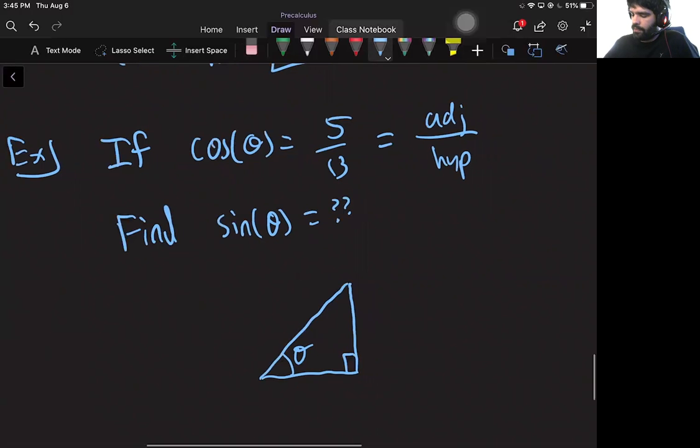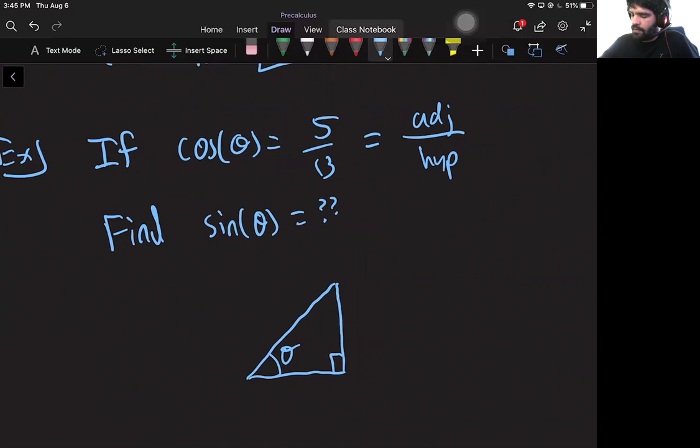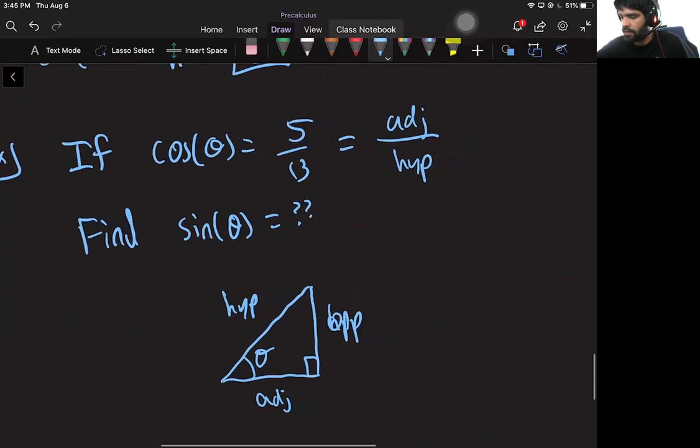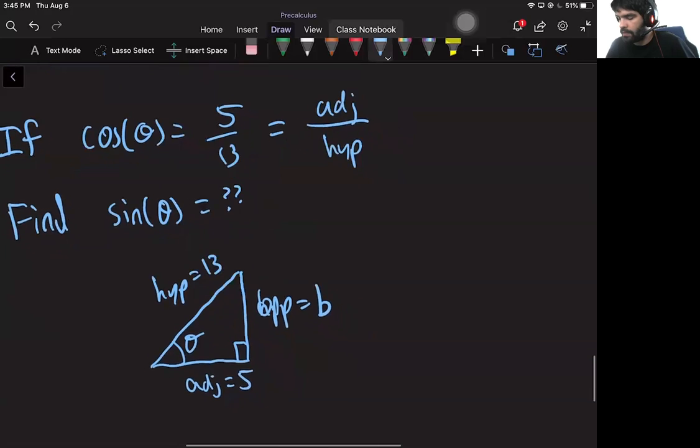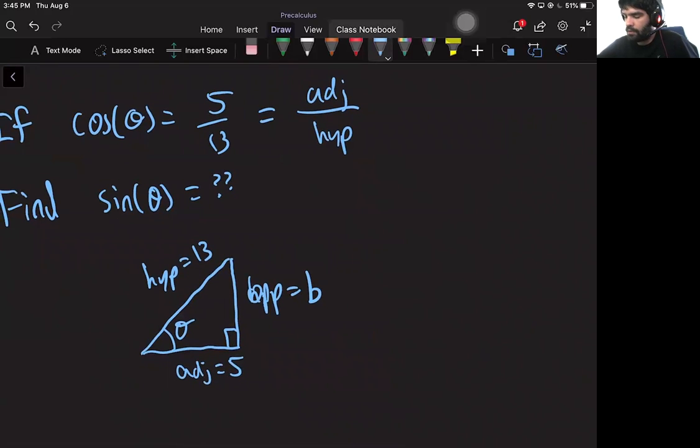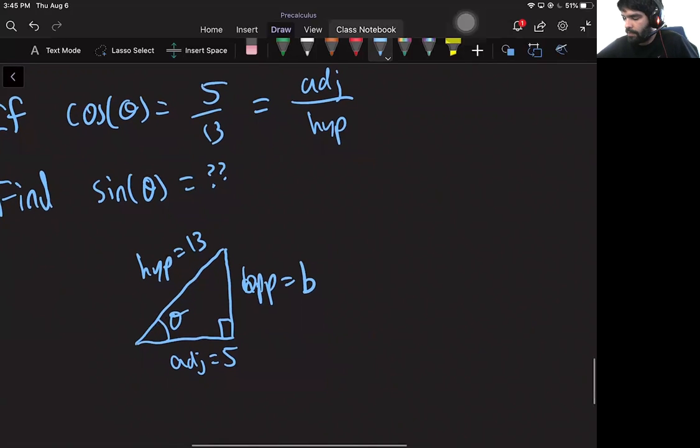So I'm going to label, so that automatically means that this is my adjacent side and that this is my opposite side and this is my hypotenuse. The hypotenuse won't matter where you label, but the other two will. Okay, so I know my adjacent needs to be 5 and my hypotenuse needs to be 13. And my opposite side, I guess I'll call that B for opposite, because O looks too much like 0, so I'm not going to use O for opposite. So B for opposite, and then I can say that 5 squared plus B squared equals 13 squared.